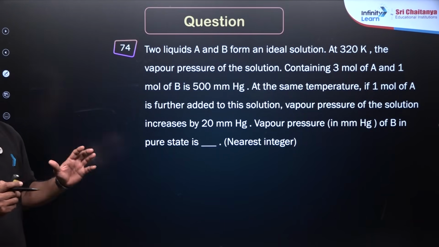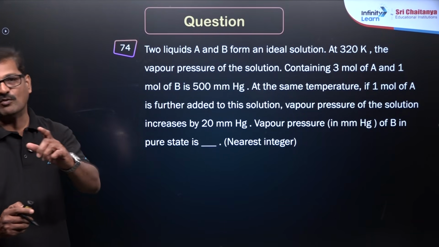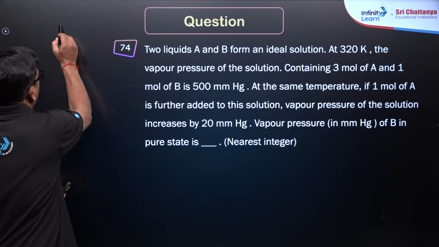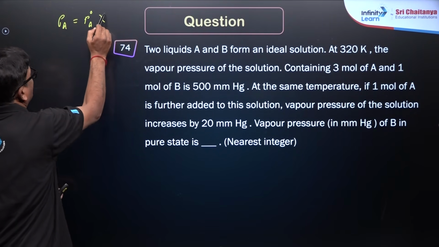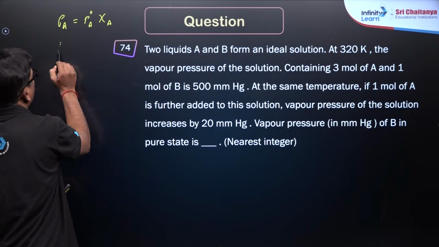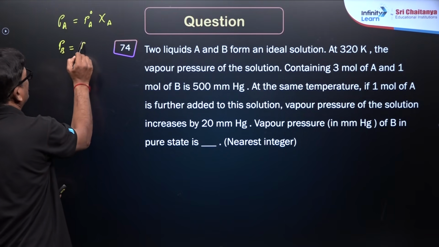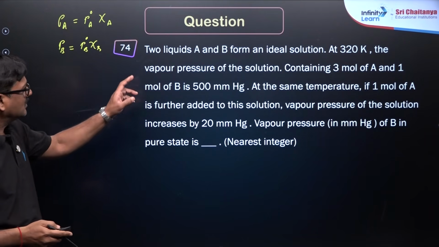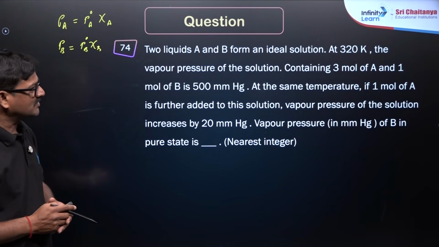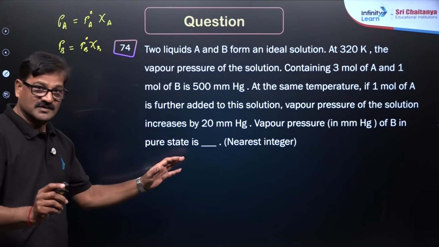Dear children, this is the question based on vapor pressure and Raoult's law. What does Raoult's law say? Partial vapor pressure Pa is equal to P naught A times mole fraction of A. Similarly, Pb is equal to P naught B times mole fraction of B. Now read the question. Two liquids A and B form an ideal solution. Yes, so we can use Raoult's law.